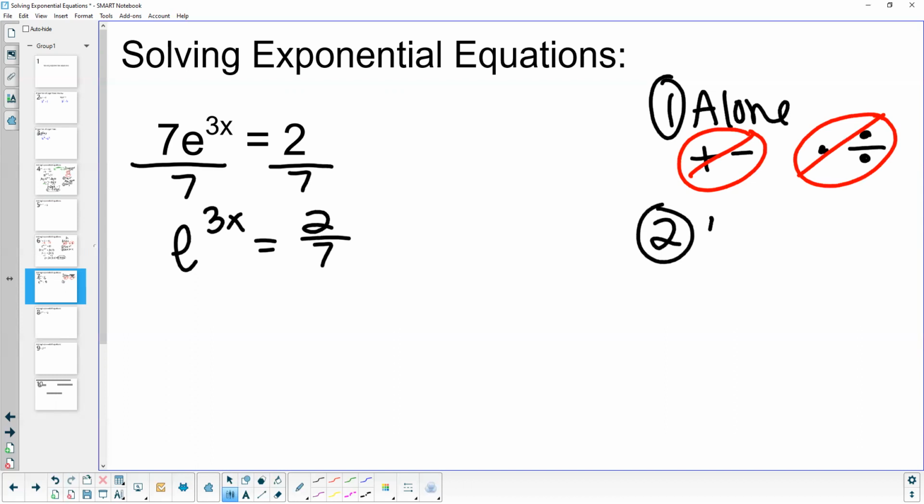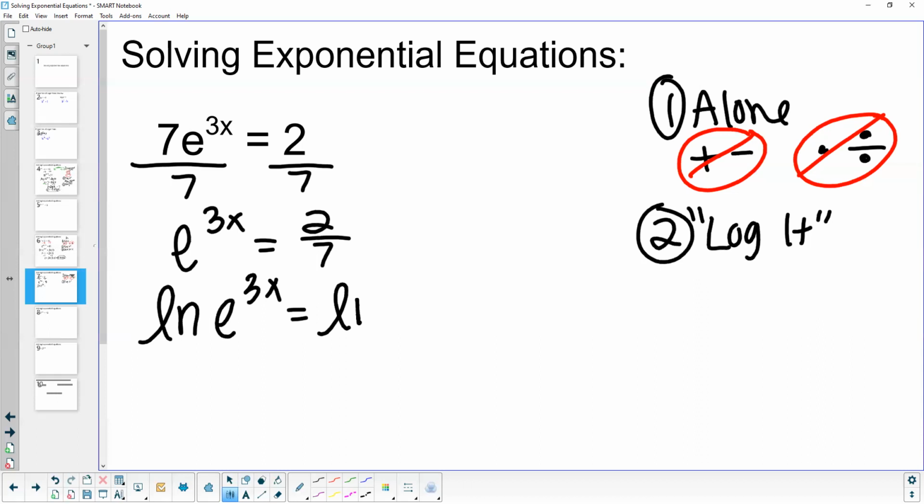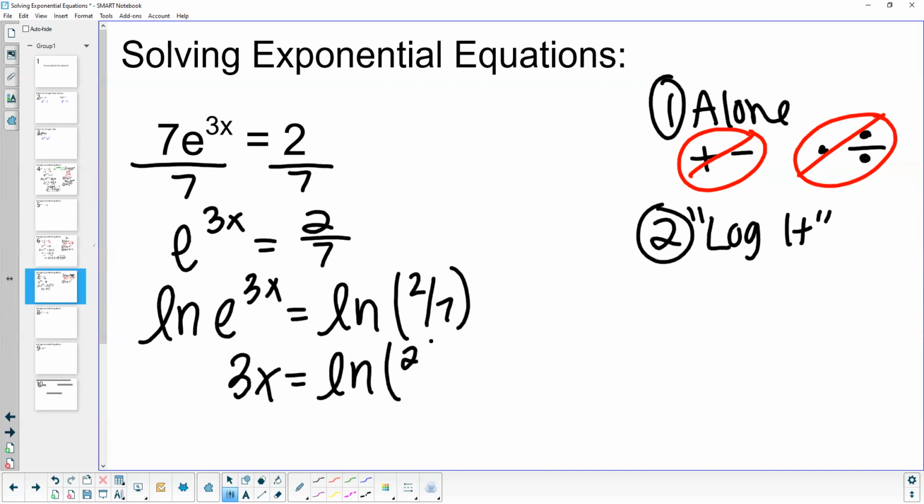Now in step 2, that's when we are going to log it, where we apply that log function. In this case where our base is e, we want to apply the natural log. Every other time we will apply a log of whatever our base is here, and you'll see that in the next example. So our natural log of e to the 3x is equal to the natural log of 2/7. And then we end up getting 3x is equal to the natural log of 2/7 after we simplify, because we know that these cancel, leaving just our 3x.